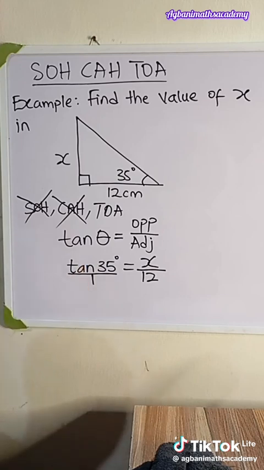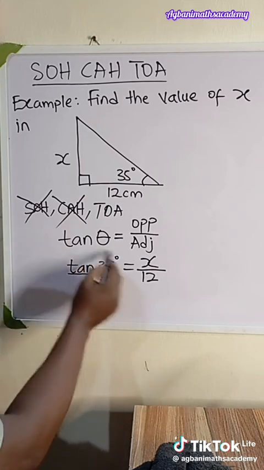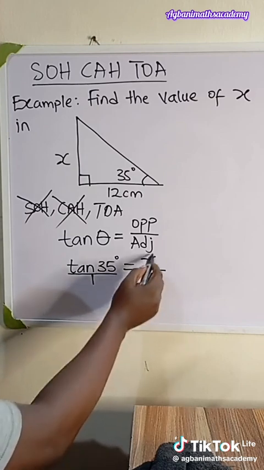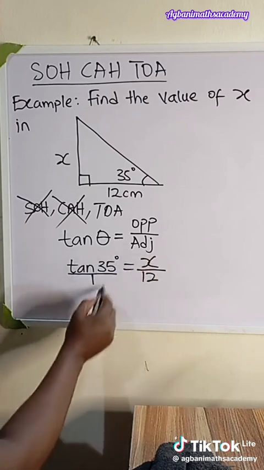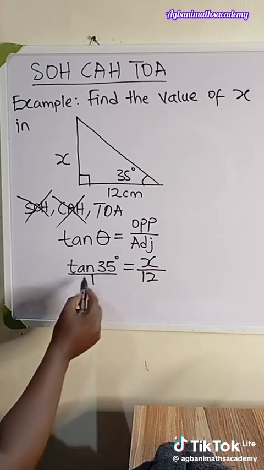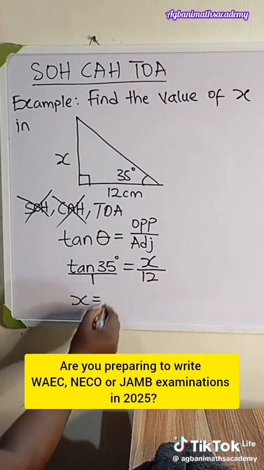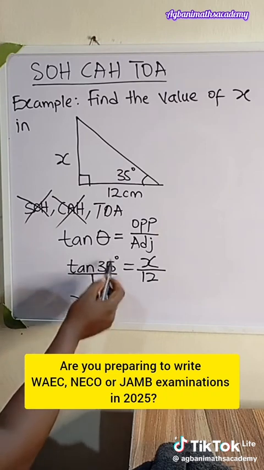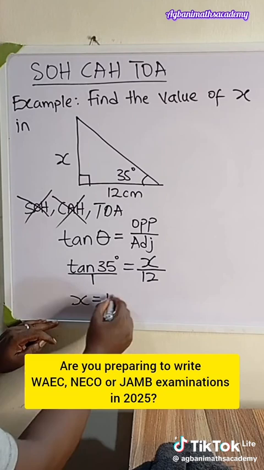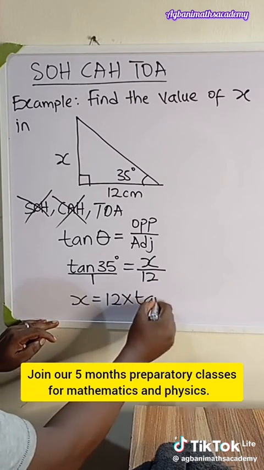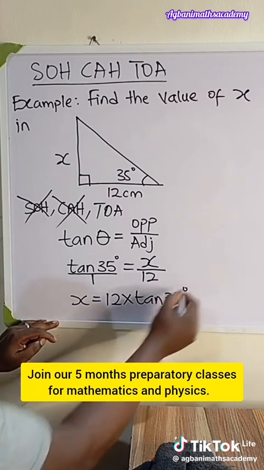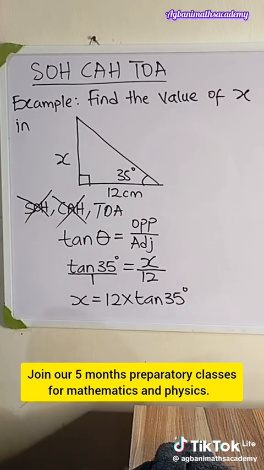So now we can cross multiply. This numerator can multiply this denominator, and this numerator can multiply this denominator. So x times 1 will give us x. Tan 35 degrees times 12. So we have 12 times tan 35 degrees. What will that give us?